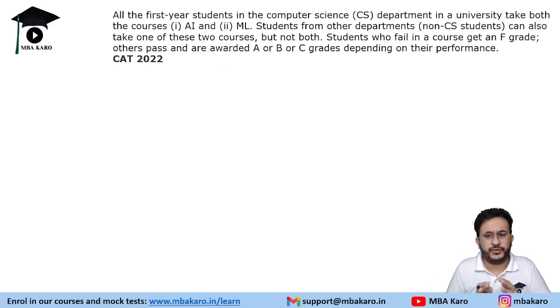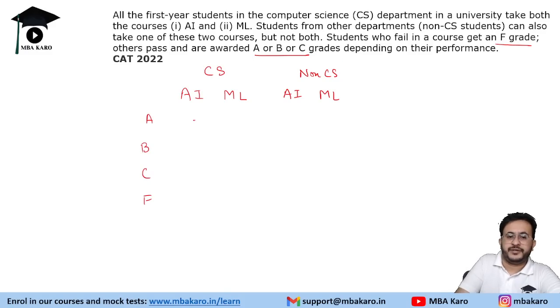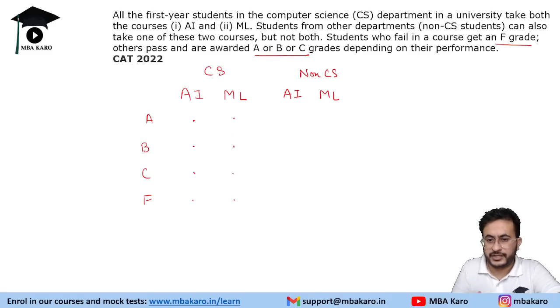Okay. Now there are two different students, right? One is a CS student, one is a non-CS student. Then AI and ML. So some people will take AI, some people will take ML in CS, and some people will take AI and ML in non-CS. And some get different grades: A, B, C, or F. F grade means fail. So we had to make a table like this with A, B, C, and F and put the numbers over here. How many students got grade A, B, C, or failed in that particular subject for CS and for non-CS.